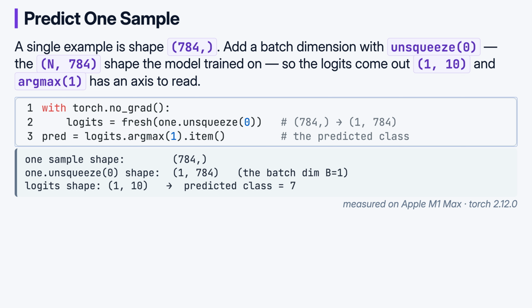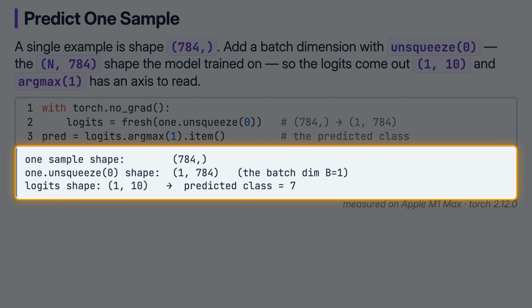A single example is shape 784. The model trained on batches, shaped N by 784, so we add a matching batch dimension with unsqueeze(0). Now 784 becomes 1 by 784, a batch of 1. The output will be 1 by 10, so argmax over dimension 1 has an axis to read.